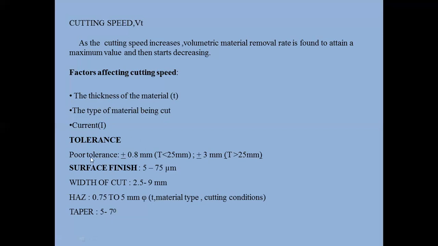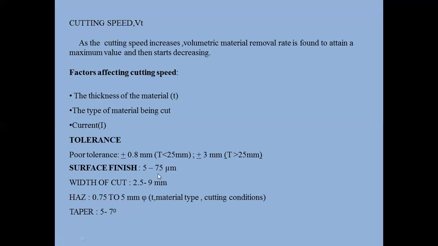Coming to process capabilities, the tolerances that can be applied are only plus or minus, see, poor tolerance, plus or minus 0.8 mm if the thickness is less than 25 mm, and plus or minus 3 mm if the thickness is greater than 25. Tolerance limits are a little high, in the range of 0.8 to 3 mm plus or minus.